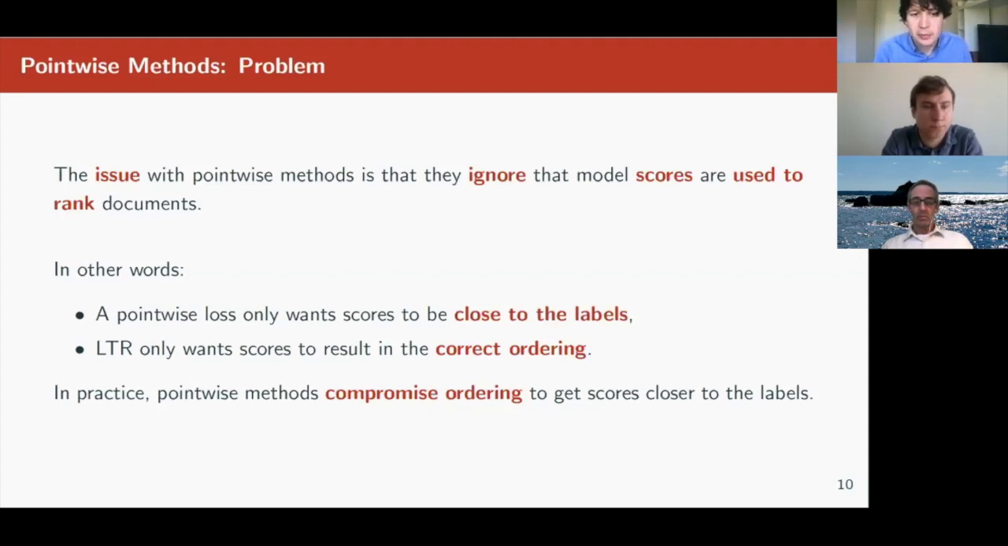And what happens is that these pointwise methods compromise the ordering to get scores closer to the labels. So to produce scores that are closer to the actual relevance labels, they sometimes worsen the ordering.